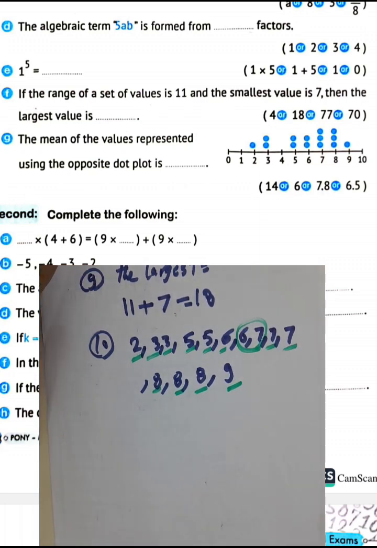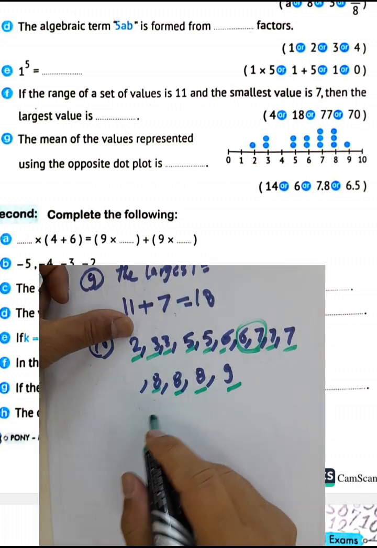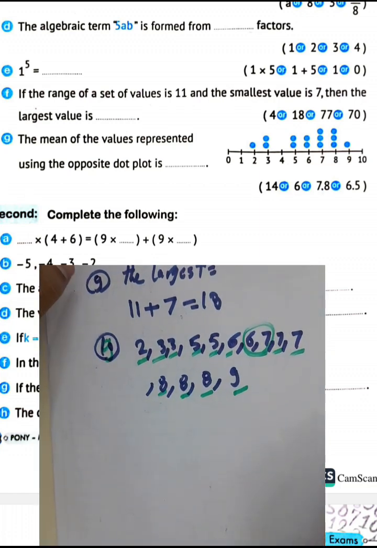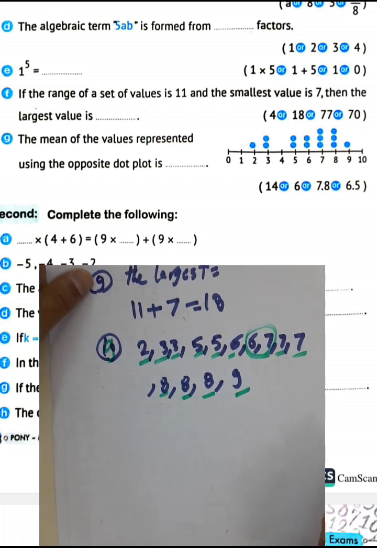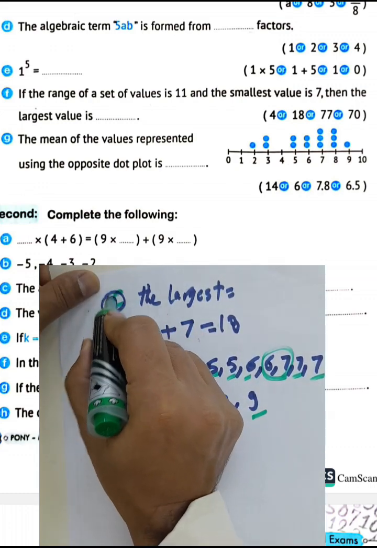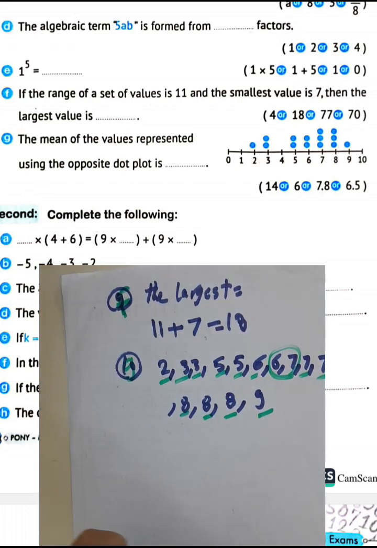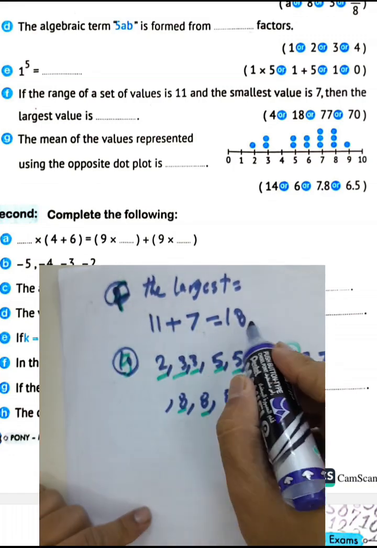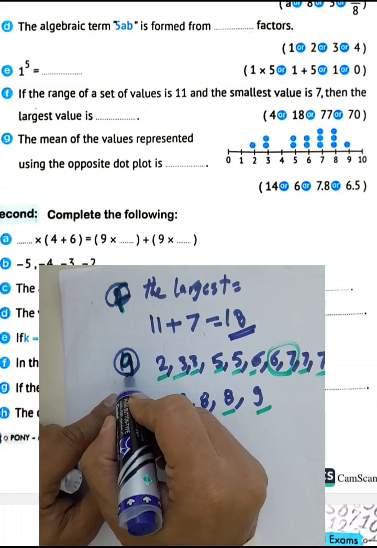About this question, it was letter G? It was letter F, the largest number. Again, it was letter F. Okay, my students, you see the question. Letter F, 18. Now we will solve letter G.